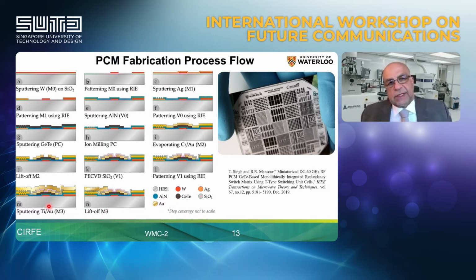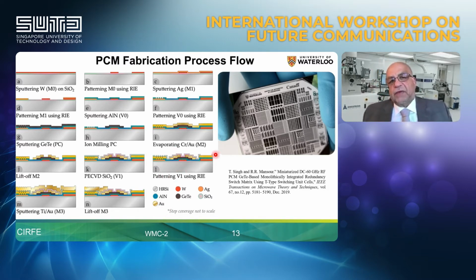So this is the process. It's fabricated in our lab. It's about an 8-layer process. I'm not going to go through the details, but basically you have the high resistive silicon substrate, and you have the tungsten. We use it for the heater, and we have the germanium telluride right here. We have the silicon oxide used in here. We have aluminum nitride. We use it for insulation, and we have gold we're using for the metallization for the RF circuits.